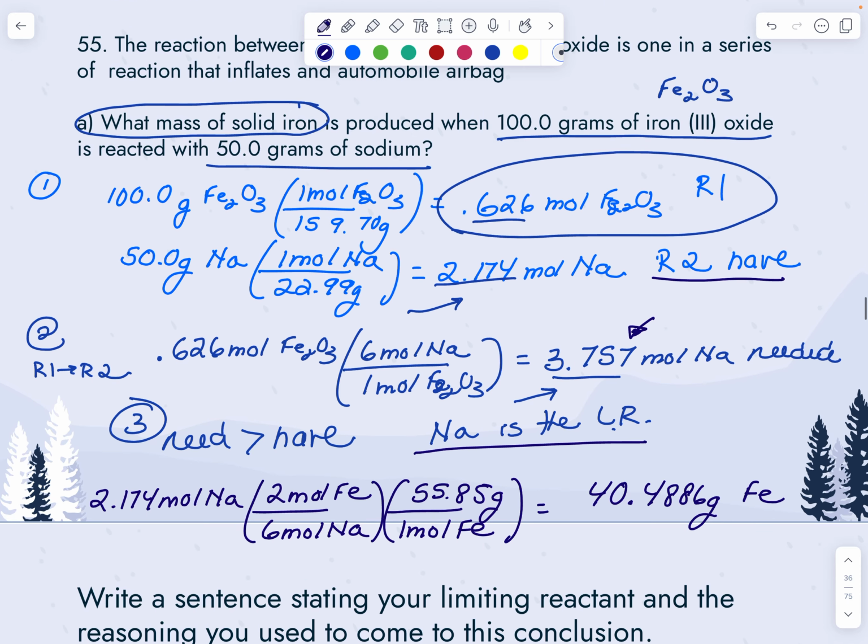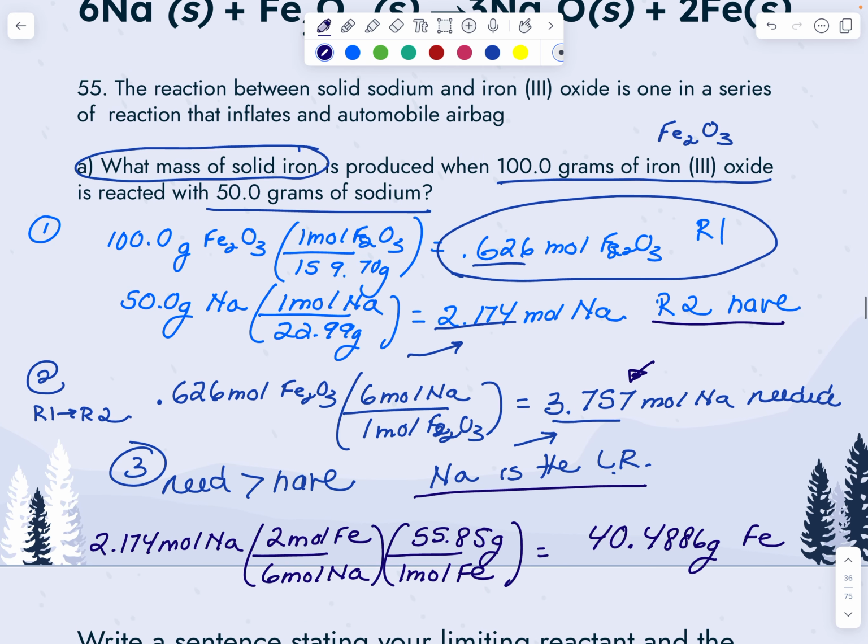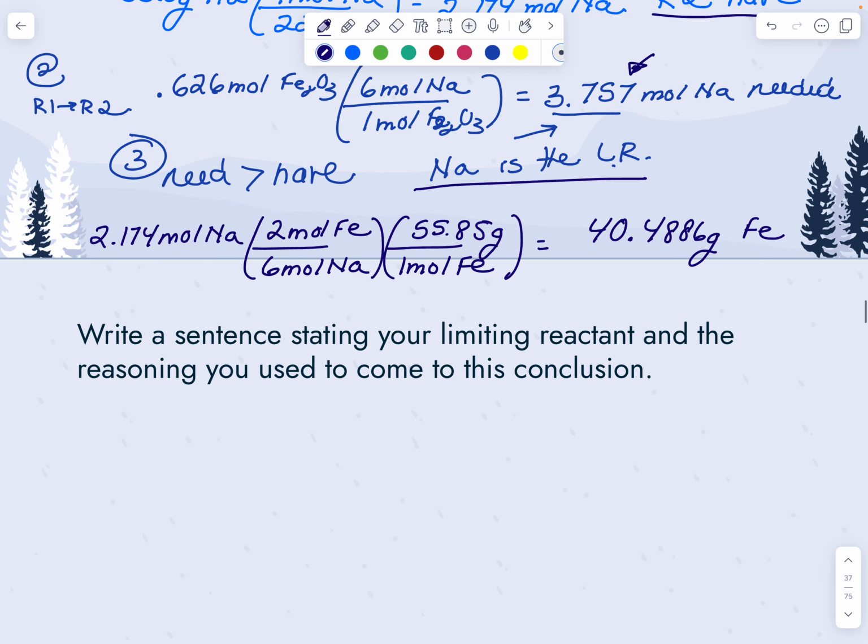I go back to the data in this problem. So what was this? I used the sodium. That only has 3 significant figures. My iron oxide has 4. But since that is my limiting reactant, since sodium is my limiting reactant, this number only has 3 significant figures. My answer can only have 3 significant figures. So 40.5 grams of iron is the maximum amount of iron that can be made.